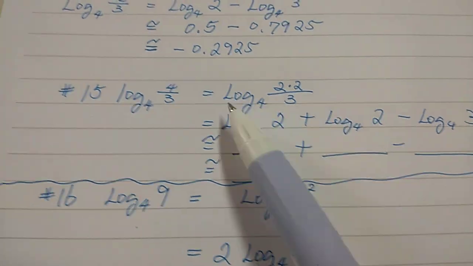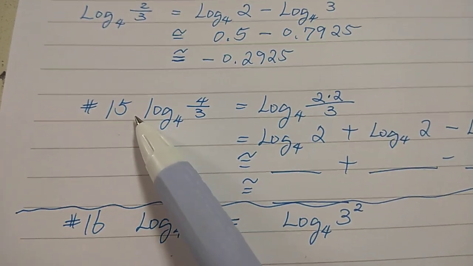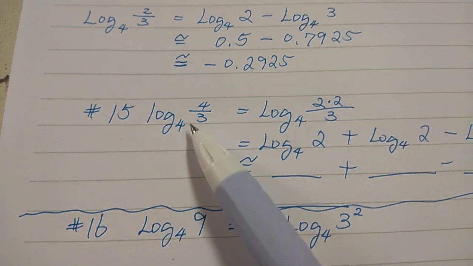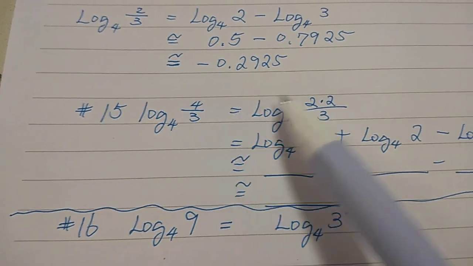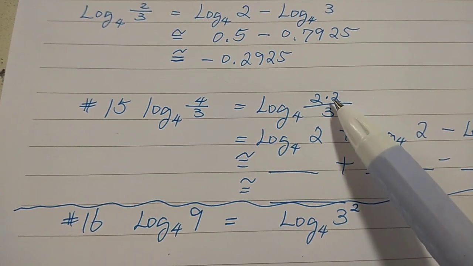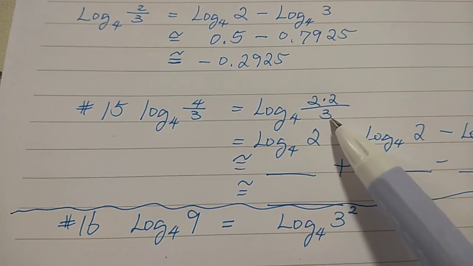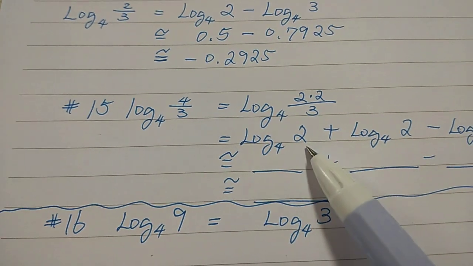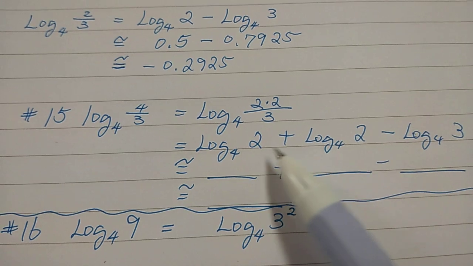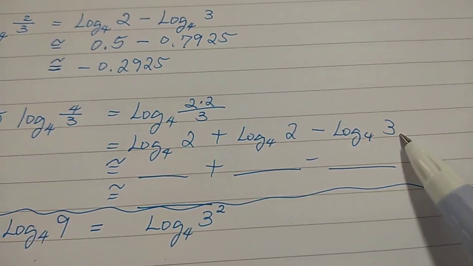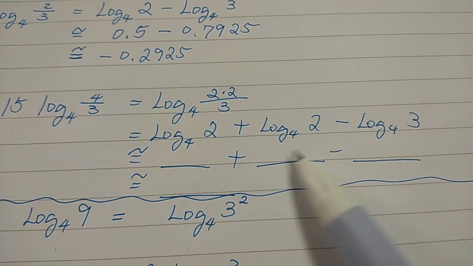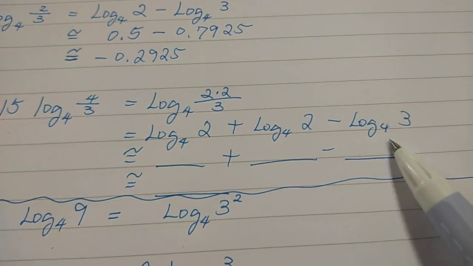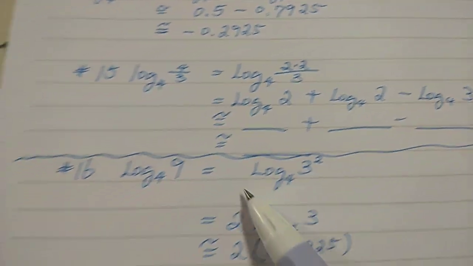Okay, number 15, this is part of your homework. This one is a little bit trickier because the 4 is actually made up of 2 times 2, and then you divide by 3. So you first have to add the 2 of the 2's, and then you subtract the 3, and then you substitute each of those with their approximate values, and then you combine them.